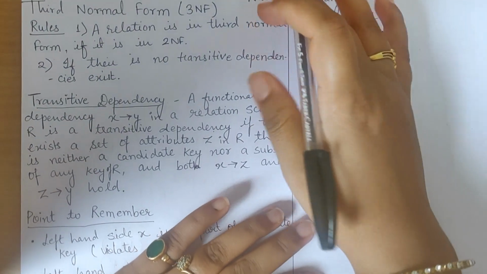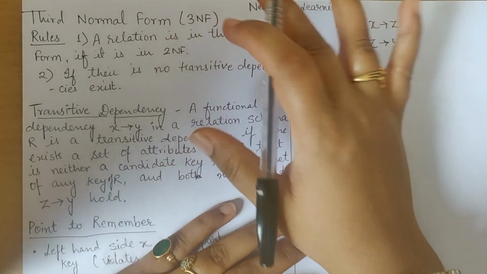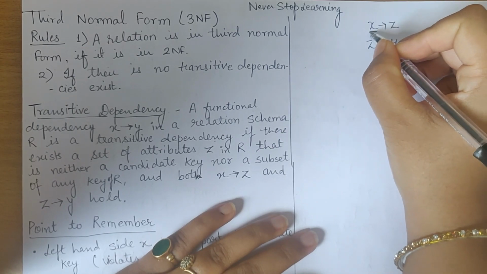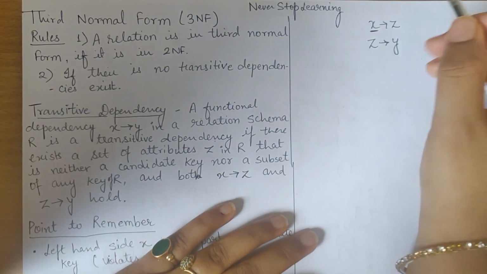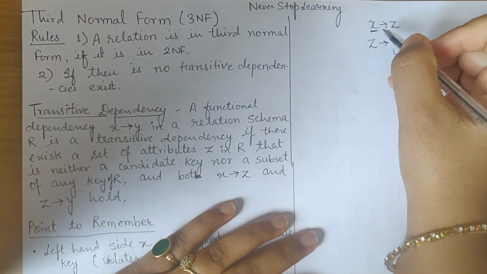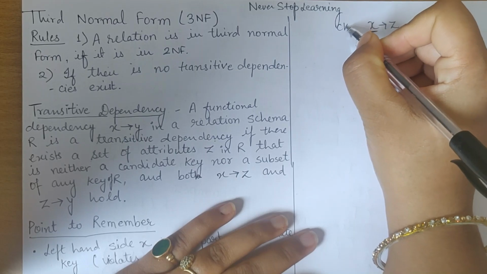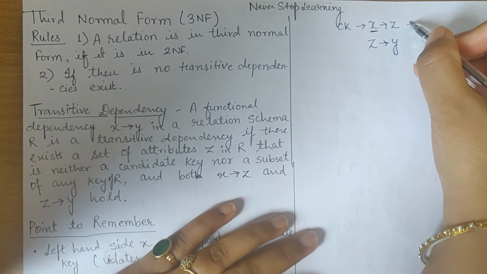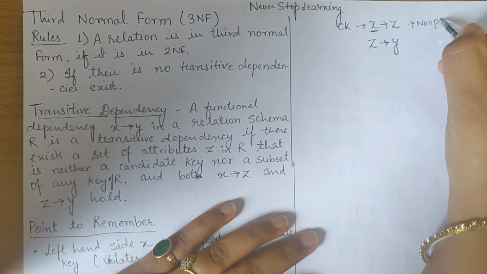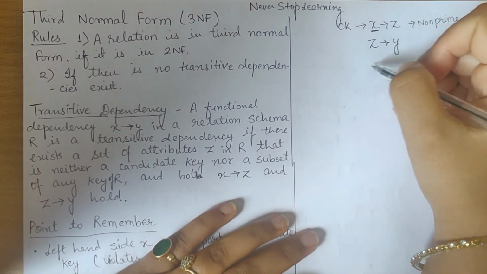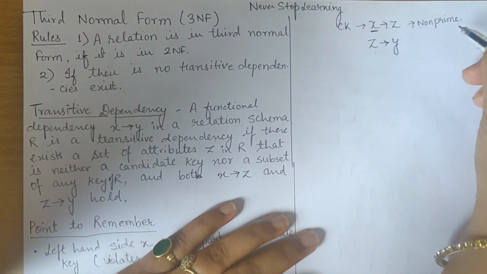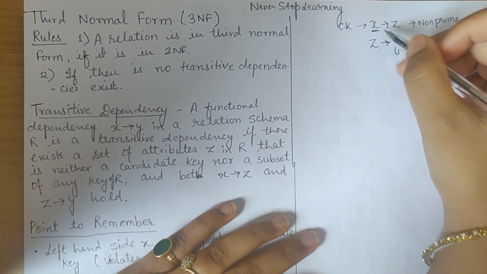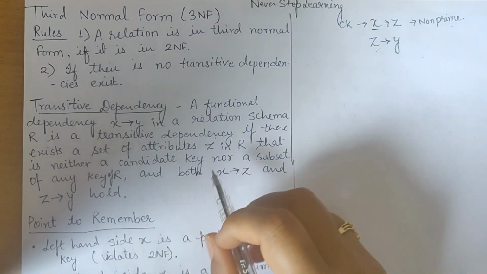Now I am considering this because we want to check that this relation is not in 3NF. When we are saying there is a transitive dependency, if this X is a candidate key, that means this X is a prime attribute. Now the key is determining a non-prime attribute, no problem. But now what is happening? Here Z is a non-prime attribute, and it is determining another attribute which is not part of the key. See, your definition is saying the same thing.